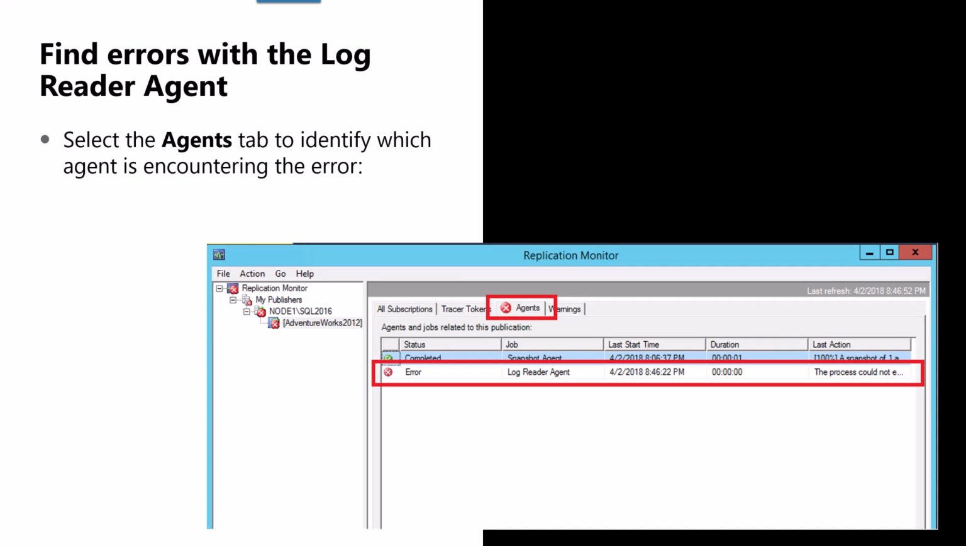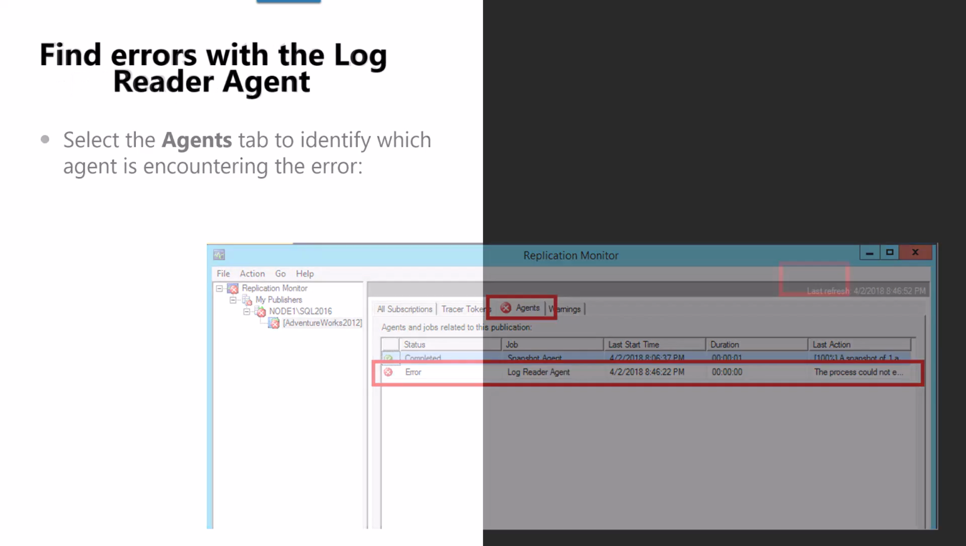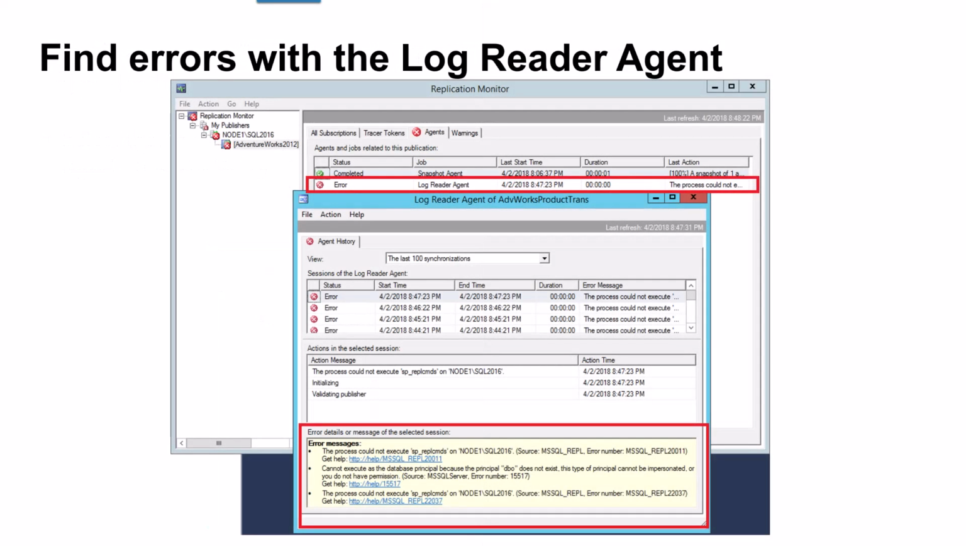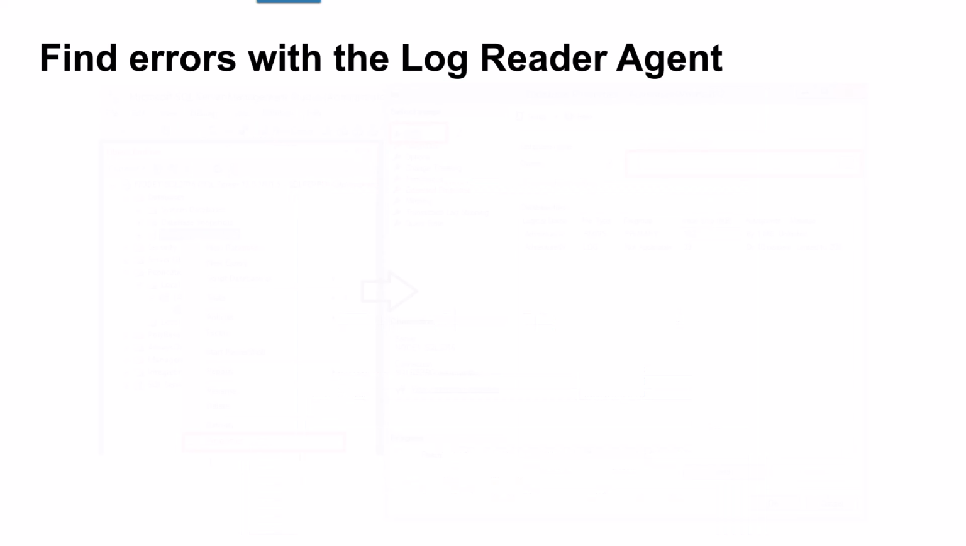Select the Agents tab to identify which agent is encountering the error. This view shows two agents, the snapshot agent and the log reader agent. The one that's encountering an error has the red X on it. In this case, it's the log reader agent. Double-click the line that's reporting the error to open the agent history for the log reader agent. This history provides more information about the error.